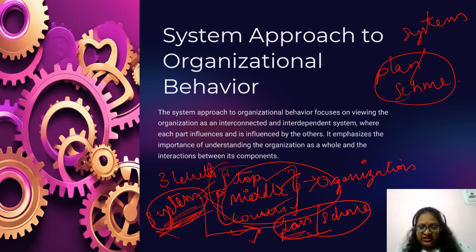The system approach to organizational behavior focuses on viewing the organization as an interconnected, interdependent system where each part influences and is influenced by others. Here all three levels are influencing each other, and they are following a particular system, interconnected and interdependent. It emphasizes the importance of understanding the organization as a whole and the interactions between its components. What are the interactions made between them? This is the system approach to organizational behavior. Let's see what its key principles are.